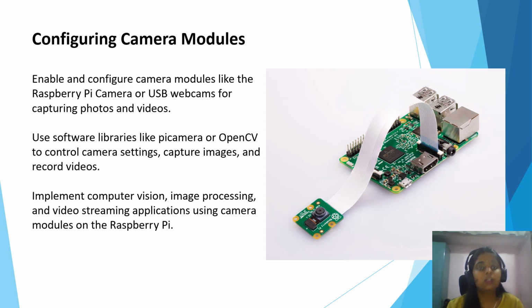So here we would be discussing configuring camera modules. So enable and configure camera modules like the Raspberry Pi cameras or USB webcams for capturing photos and videos. So use software libraries like PiCamera or OpenCV to control camera settings. So implement computer vision, image processing, and video streaming applications using camera modules on Raspberry Pi.